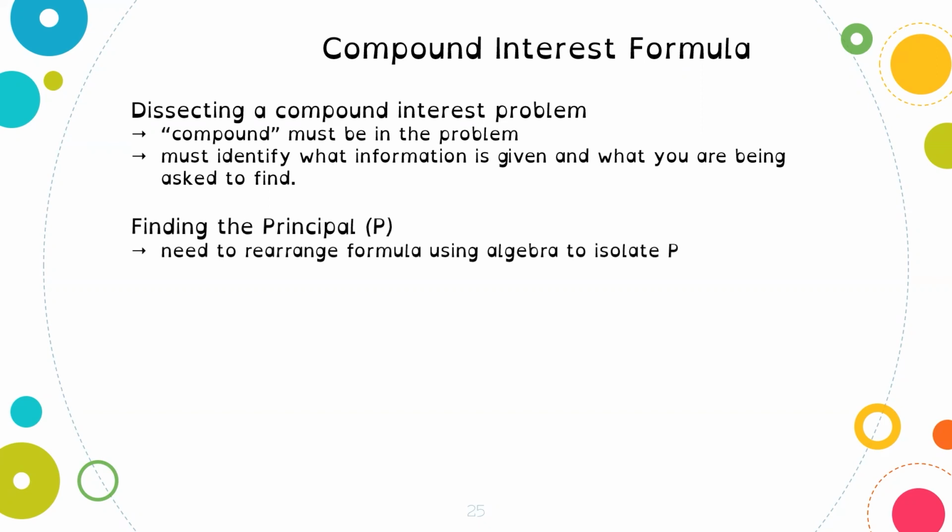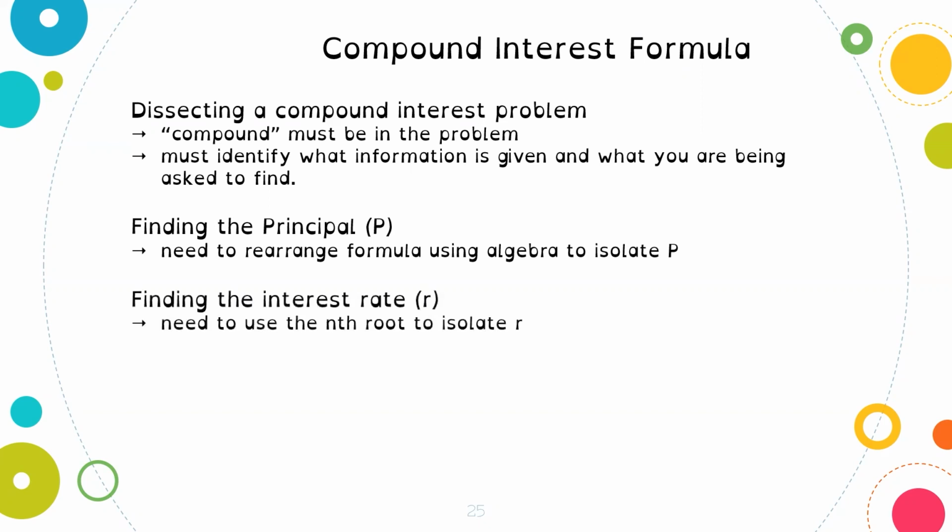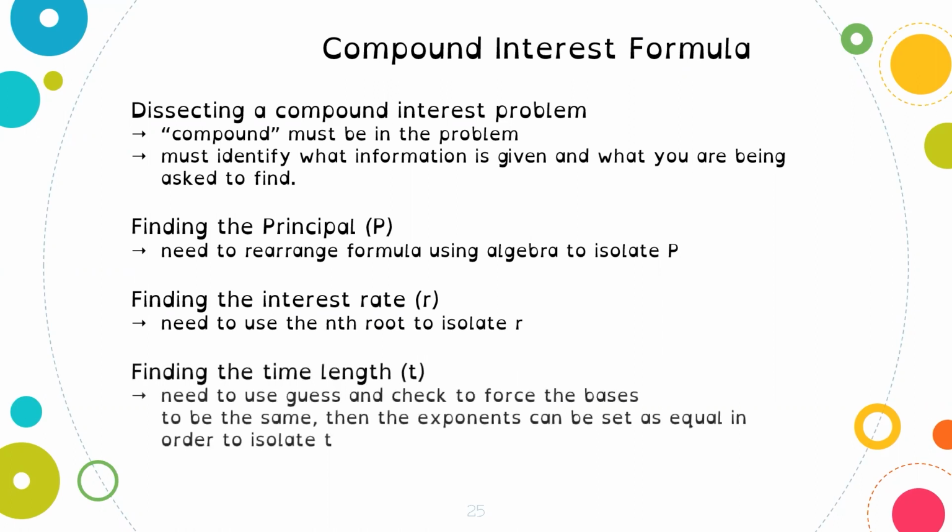So if you're finding P, the principal, then you just need to rearrange your formula using algebra to isolate for P. But if you're finding the interest rate, R, you need to use the nth root to isolate for R. So you still rearrange and do your algebra properly to isolate for R, but then you're going to need to take your nth root because R is being raised to an exponent, and therefore we have to do the opposite, take the nth root to get rid of that exponent.